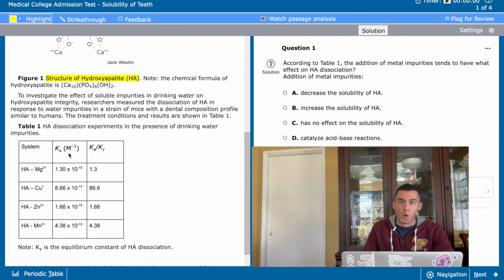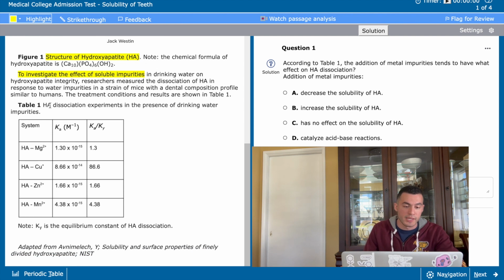All right. Oh, this is very important. Whenever there is a passage that says to investigate, scientists hypothesized, scientists wanted to determine, highlight it because it's going to tell you the main idea of the experiment below. To investigate the effect of soluble impurities in drinking water on hydroxyapatite integrity, researchers measured the dissociation of HA in response to water impurities in a strain of mice with a dental composition profile similar to humans. The treatment conditions and results are shown in table 1.